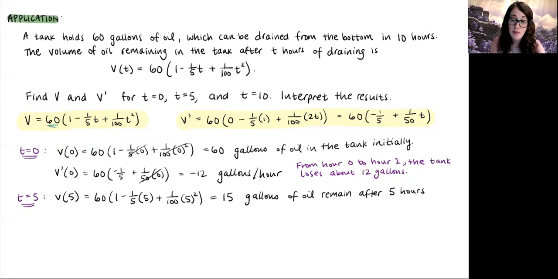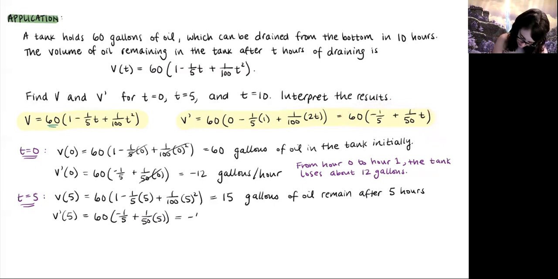Right, let's find V prime of 5. So let's plug a 5 into the derivative. So it'll be 60 times negative 1/5 plus 1/50 times 5. Okay, so we're just plugging 5 in for t into the derivative now. And what we get out is -6. And again, this is a rate of change of the volume. So the units will be gallons per hour.